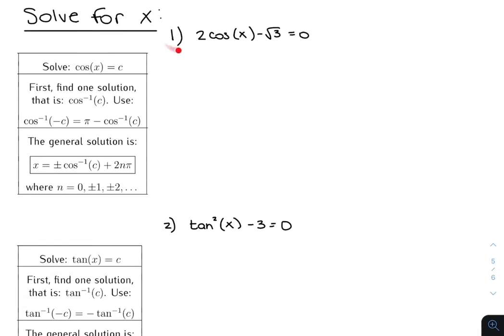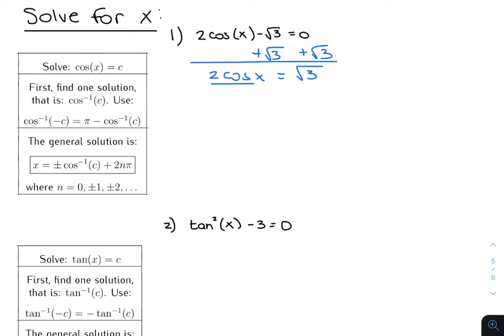We have 2 cosine x minus 3 is equal to 0. So again, we just want to isolate cosine first. To isolate it, we want to try to get rid of anything that's next to it. So we're going to want to add the square root of 3 to both sides to get it by itself. So we're going to have 2 cosine x is equal to the square root of 3. You can either choose to write cosine with the parentheses of x or without the parentheses. It's the same thing because as long as it's next to it, you know that it's a part of cosine.